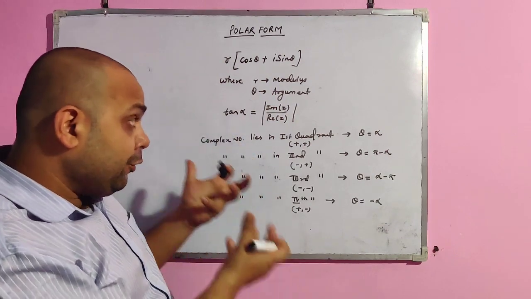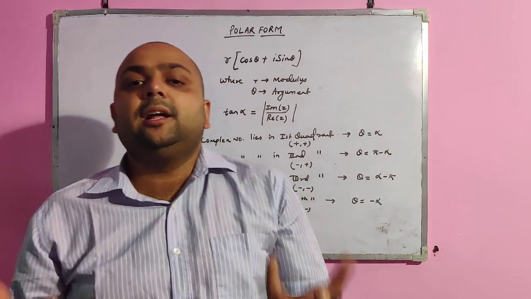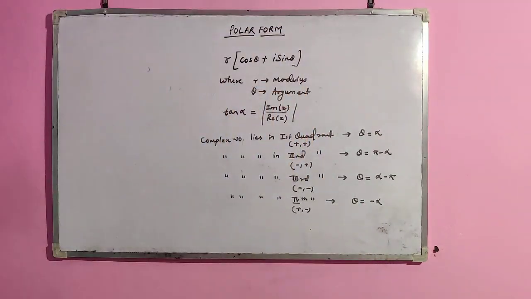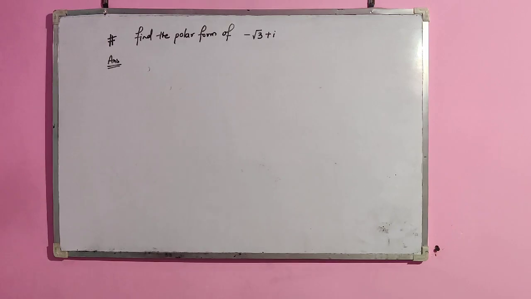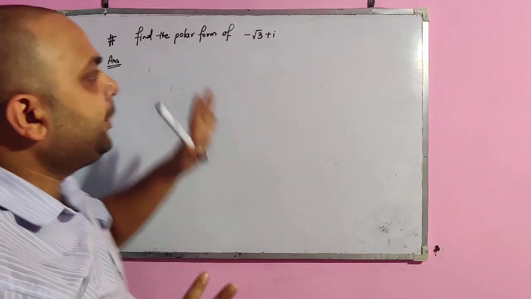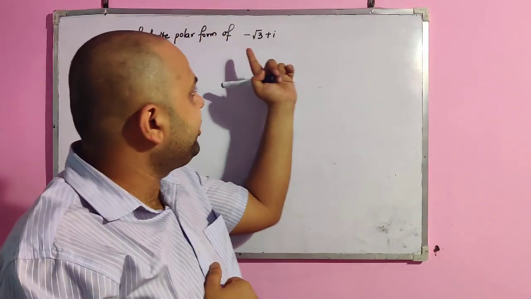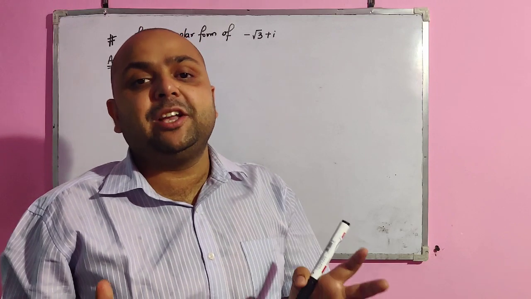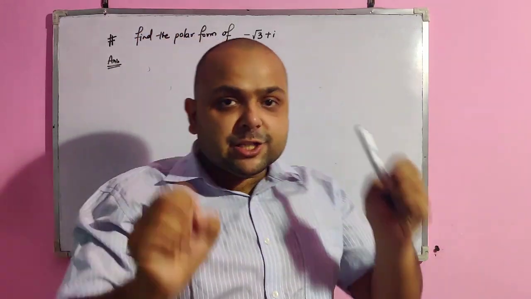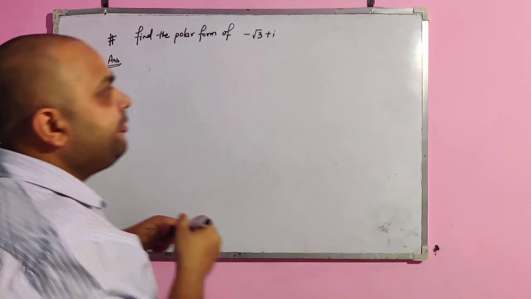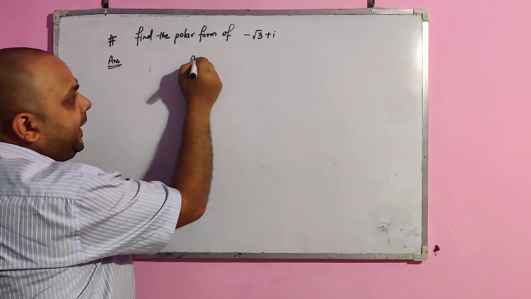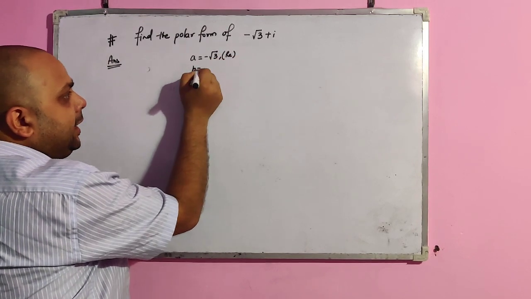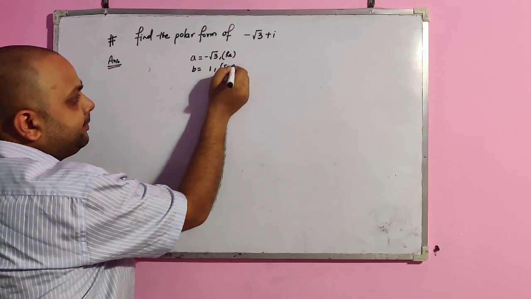Now I am going to teach you one problem which will help you understand the actual meaning of the polar form of a complex number. The problem is: find the polar form of minus root 3 plus i. The real part is negative root 3 and the imaginary part is 1. First of all, to find the polar form we have to identify A, which is minus root 3, the real part, and B, which is 1, the imaginary part.